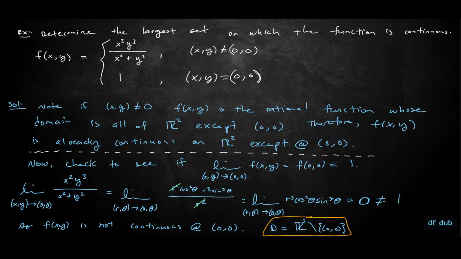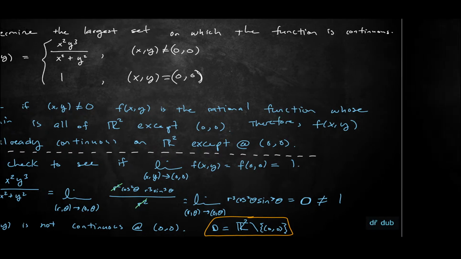So you might ask yourself, what if that 2 had been there in the denominator? So we'll throw that up just for funsies. So what if it's f of (x, y) equals x squared y cubed over 2x squared plus y squared, and then 1 not equal to (0, 0), and then (x, y) equals (0, 0).